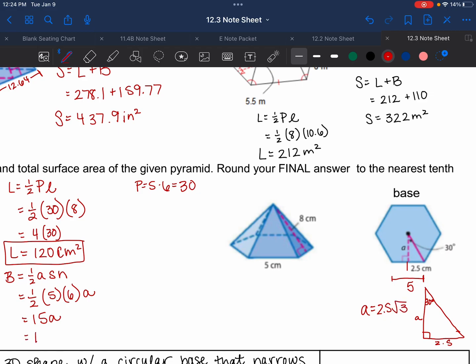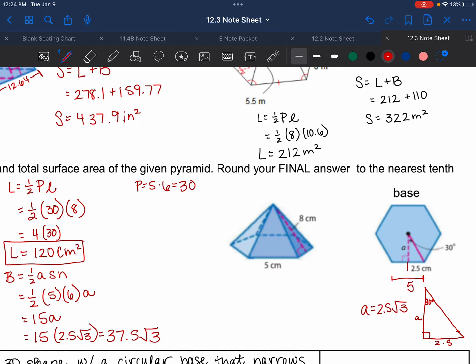So our base is 15 times 2.5 square root 3. If I do 15 times 2.5, I get 37.5 times the square root of 3. And I'm just going to leave the rounding for the end, so my surface area is as close as possible.